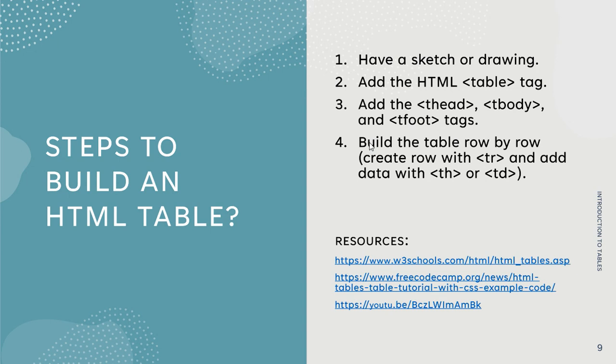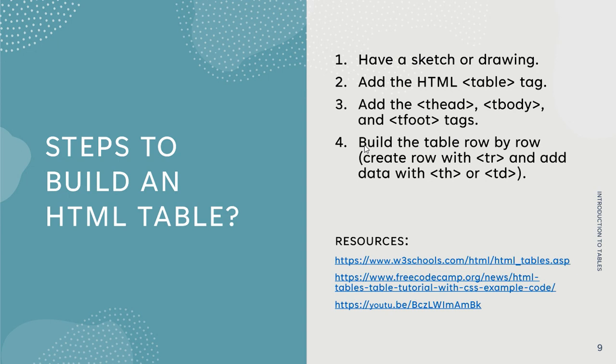Then, of course, when you start the actual coding, the first thing to do, that's step two, is to add the HTML table tag. And then the next thing is to add the T head, the T body, and the T foot tags. That's the table header, the table body, and the table foot tags. So that's the next step. And then the last step is you build the table row by row. So you don't build column by column, you build row by row. You take the first row, you build it, you go to the next row, you build it, until you get to the last row.